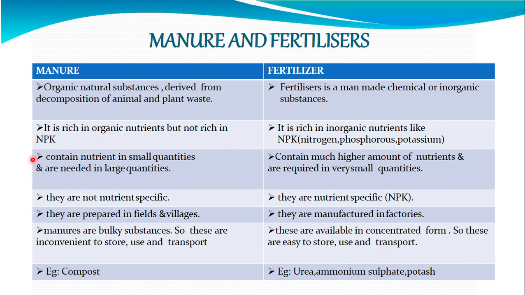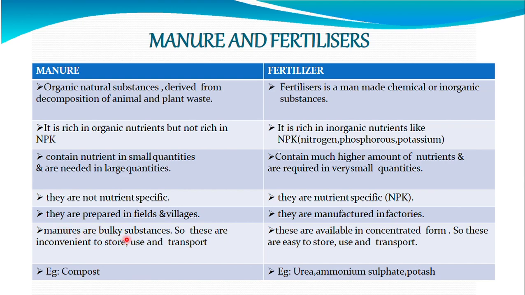Manure contains nutrients in small quantities, and we have to add large quantities of manure into the field. Fertilizers contain a high amount of nutrients and are required in very small quantities. Manure is prepared in fields and villages. It can also be prepared in our homes. Fertilizers are manufactured in factories.